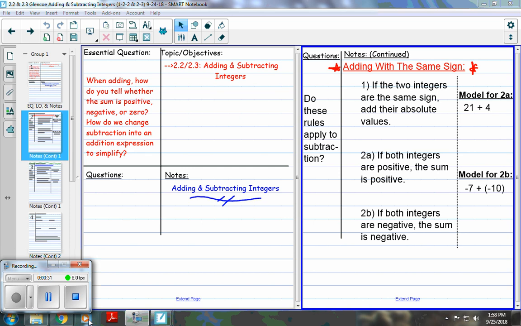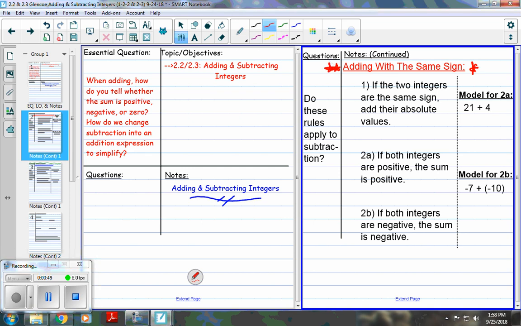All right, welcome back. So our focus for this is when adding, how do you tell whether the sum is positive, negative, or zero? And how do we change subtraction into an addition expression to simplify? So those are our two focuses throughout this lesson. So the first thing we're going to focus on is adding with same signs.